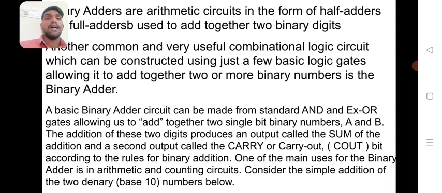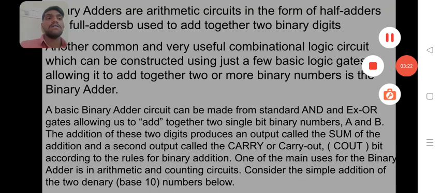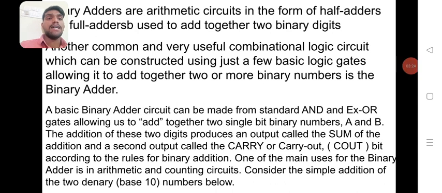Full adders can be used to add together two binary digits. Another common and very useful combinational logic circuit, which can be constructed using just a few basic logic gates, allowing it to add together two or more binary numbers, is the binary adder. A basic binary adder circuit can be made from standard AND and XOR gates, allowing us to add together two single bit binary numbers A and B.